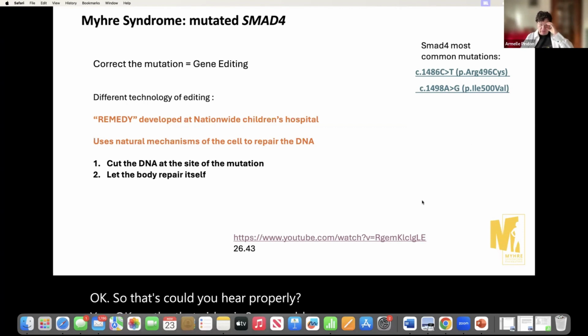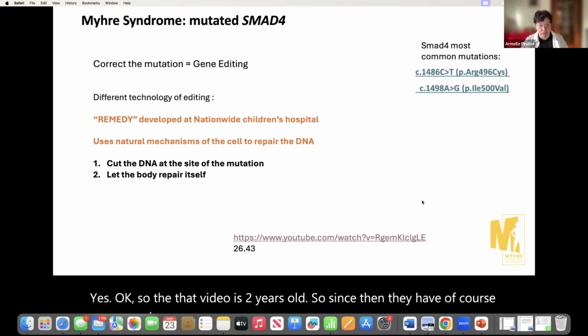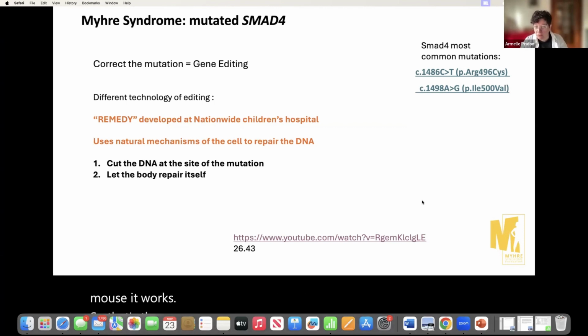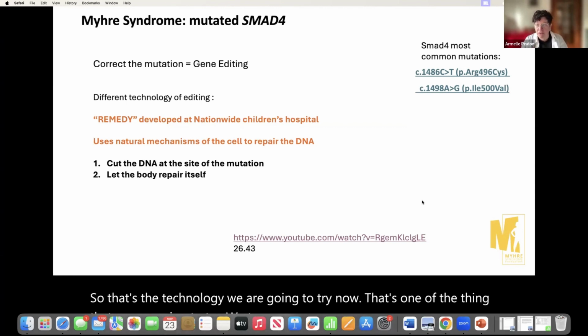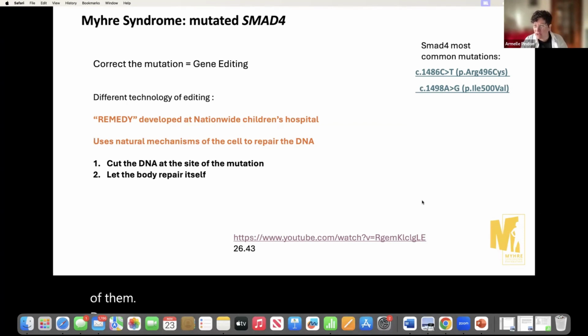So that video is 2 years old. Since then they have, of course, progressed, and they have shown that it works in animal models. So in the mouse it works. So that's the technology we are going to try now. That's one of the things that we are going to try. We try many other things, but that's one of them. Do you understand the principle? Do you have any questions about that treatment?